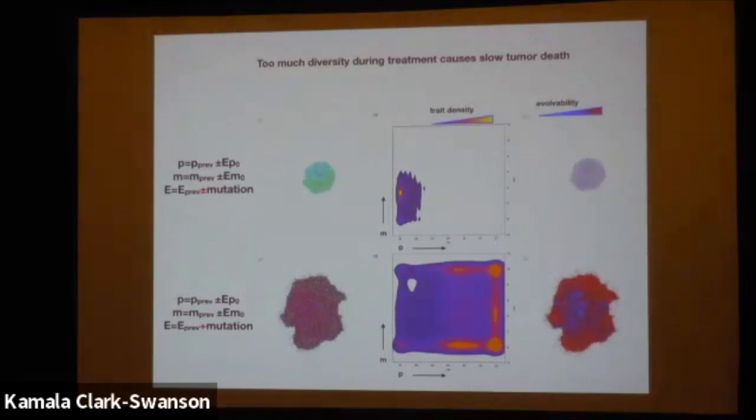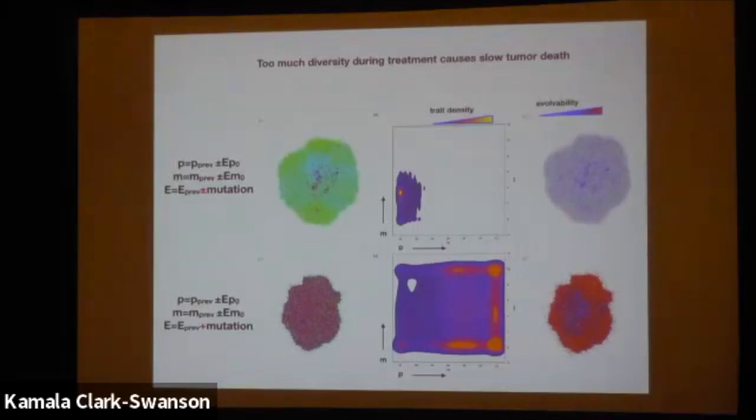So the problem here on the bottom, having this high evolvability, is that it doesn't move into a region where it can survive. It keeps jumping into the region where it dies. So it's not learning, it doesn't have that memory to recognize that it shouldn't keep going there. So having this higher evolvability is no longer beneficial.